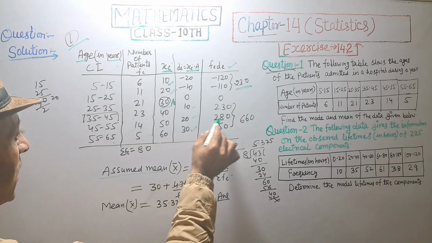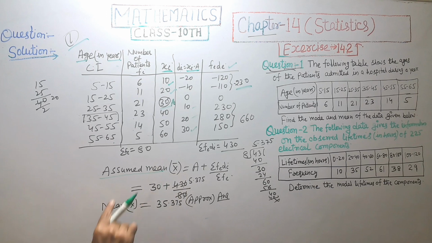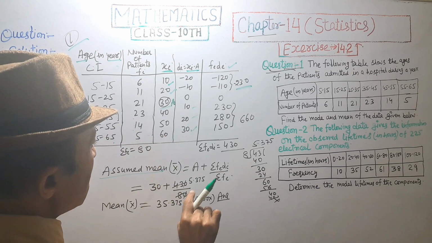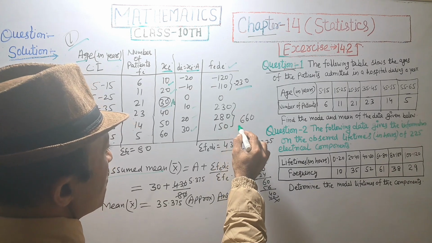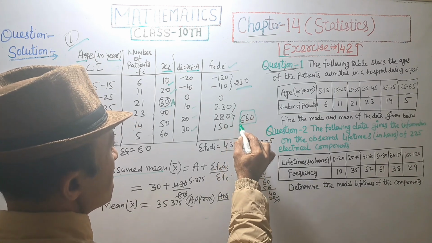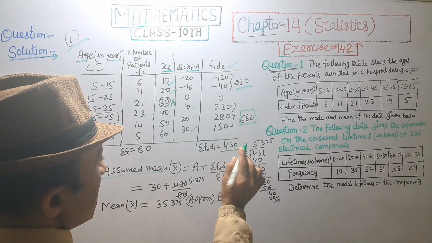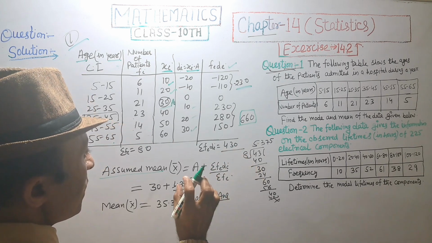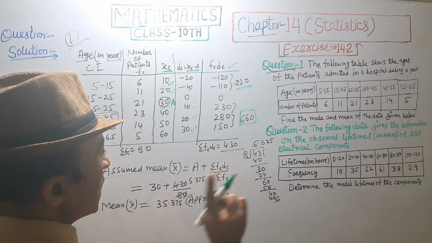14 multiplied by 20 is 280. 14 twos are 28, so 280. And 5 multiplied by 30, that is 150. And the sum of the positive numbers is equal to 660. 660 minus 230, that will be 430. So summation fidi is 430.